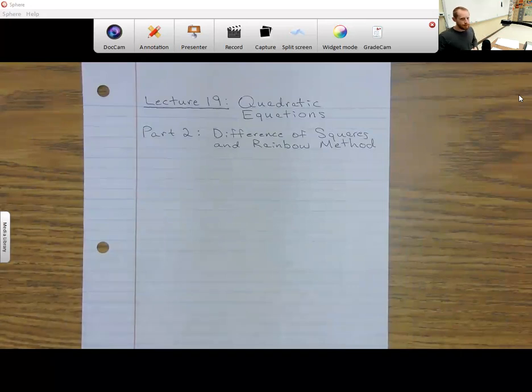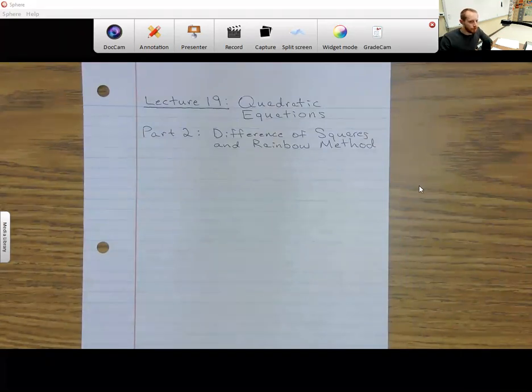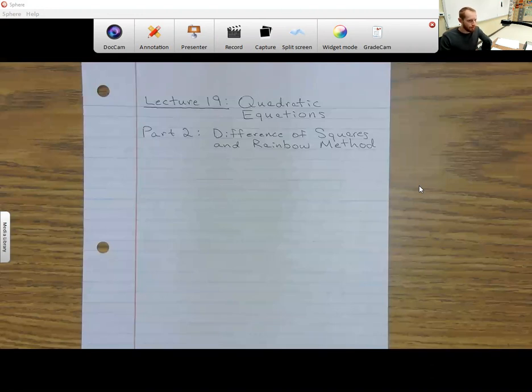All right, lecture 19. Today we are doing quadratic equations, part 2, difference of squares and rainbow method. Okay, so the last time we talked about quadratic equations, we were doing simple trinomials, right? And we know that we can multiply to the last number and add up to the middle number.